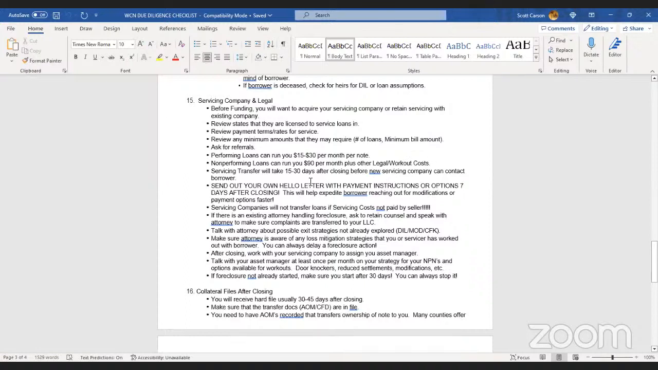Servicing transfer will take usually 15 to 30 days after closing, and that's the transfer of the electronic information before the new servicing company can contact the borrower. Okay. So you're going to look at 2 weeks to a month. Now, I don't wait around for that.